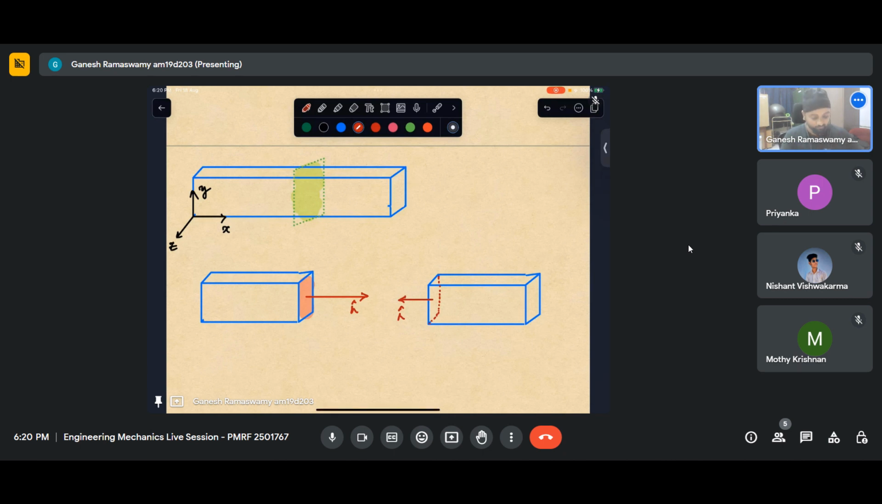So a surface whose outward normal coincides with the coordinate's positive direction is called a positive surface. A surface for which its unit normal is opposite to the positive coordinate direction is essentially a negative surface. So with this background of understanding, I can label this as a positive surface and this as a negative surface.